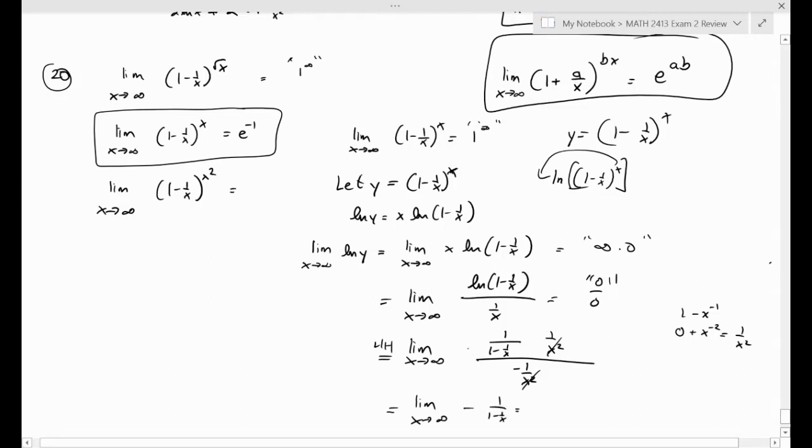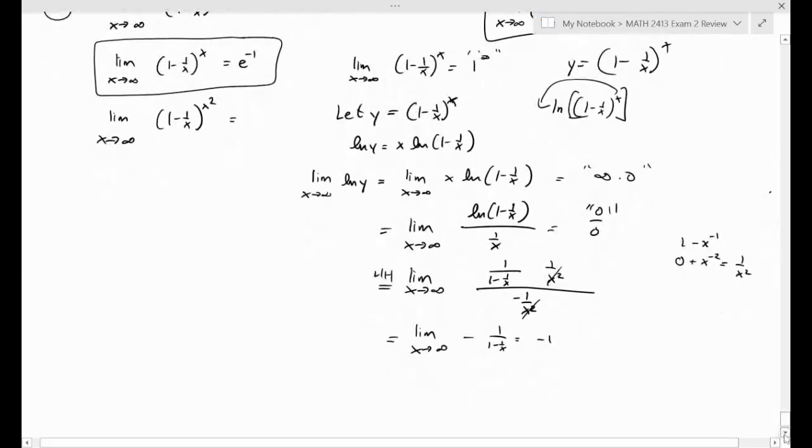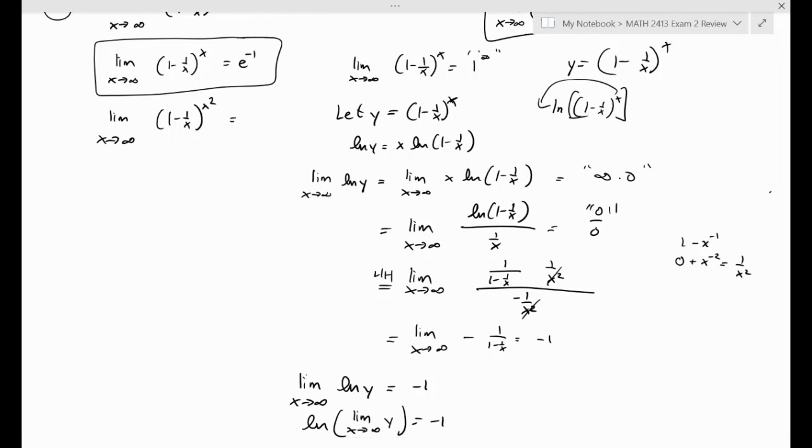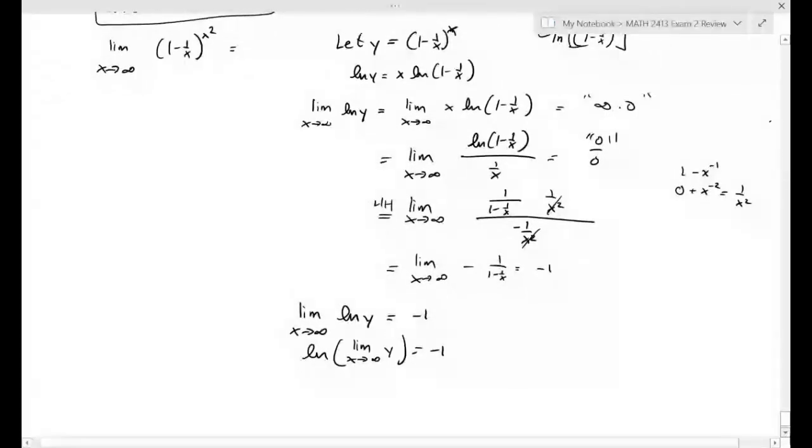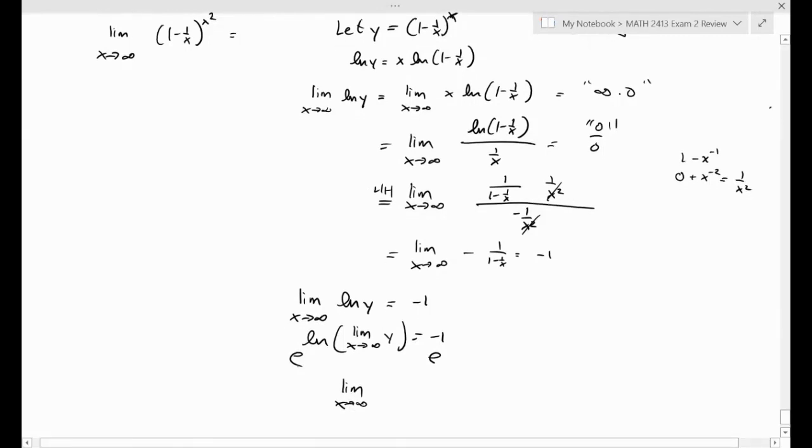Right, so now we can easily evaluate this. As x goes to infinity, you're left with negative 1. That's not your answer, because remember, we're finding the limit of the log of the function we're interested in. Log is continuous, so you can bring the limit statement inside the log, and then get rid of the log by exponentiating both sides. So you get the limit of y, where y is exactly that function.